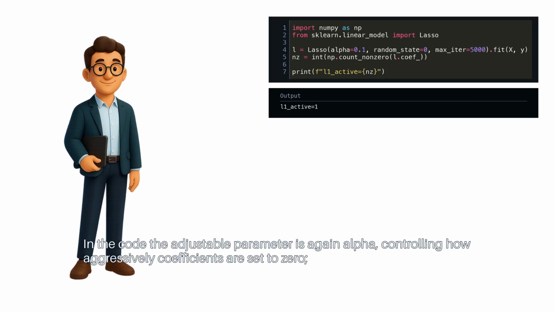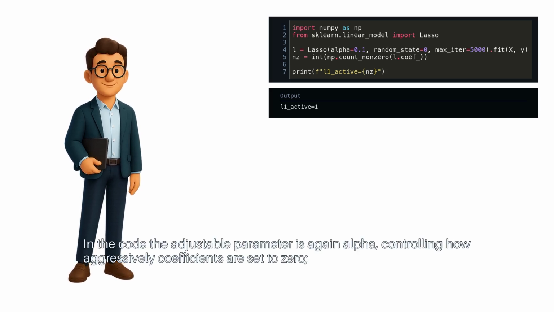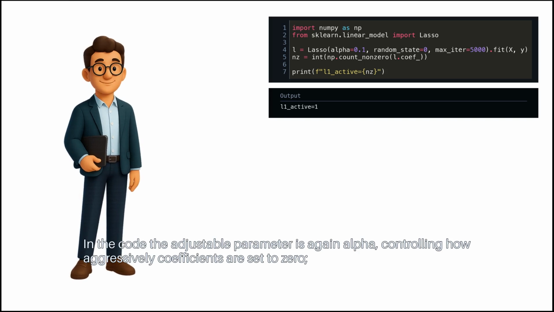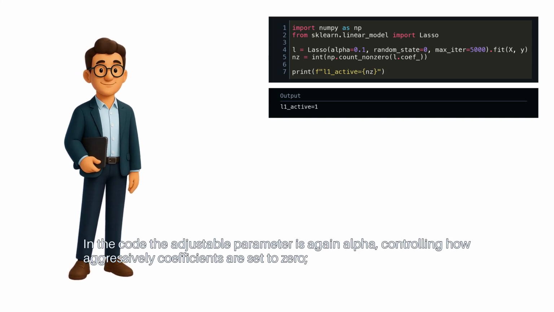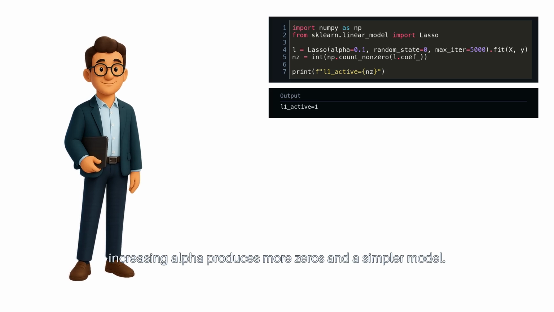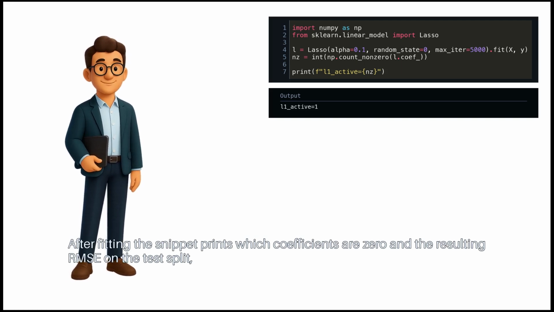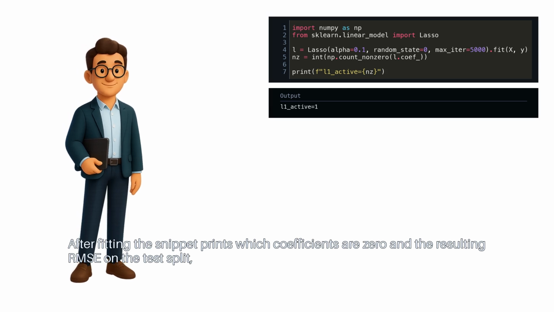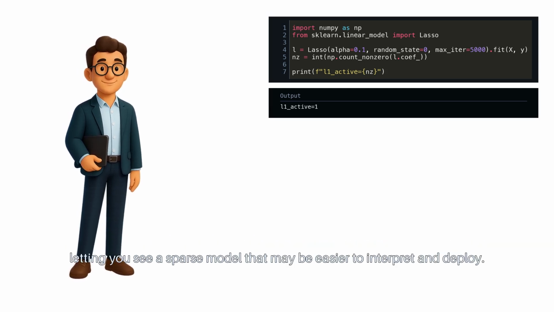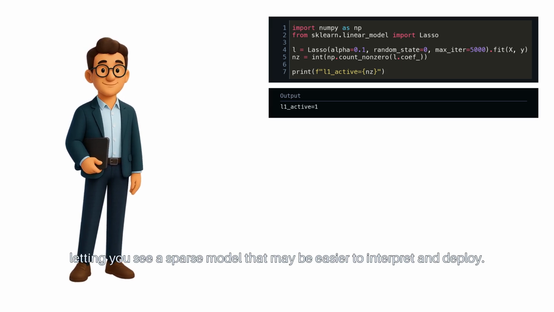In the code, the adjustable parameter is again alpha, controlling how aggressively coefficients are set to 0. Increasing alpha produces more zeros and a simpler model. After fitting, the snippet prints which coefficients are 0 and the resulting RMSE on the test split, letting you see a sparse model that may be easier to interpret and deploy.